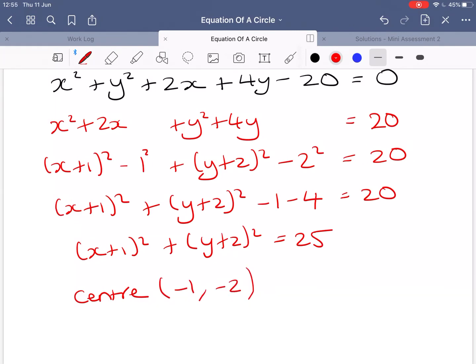Because remember, the equation of a centre is x minus a. So that's the same as x minus minus 1. That's the same as y take away minus 2. So my centre is at minus 1, minus 2. And my radius is again 5.